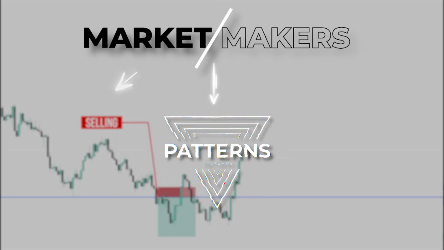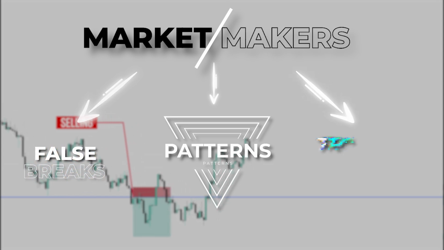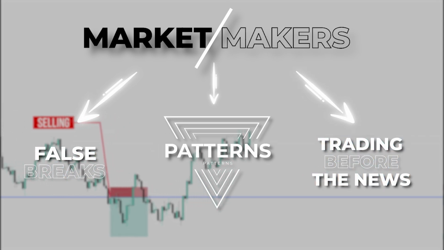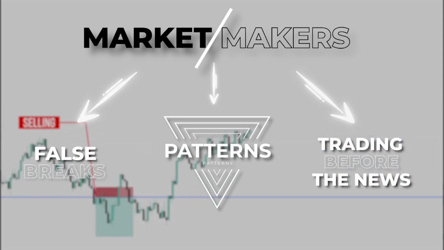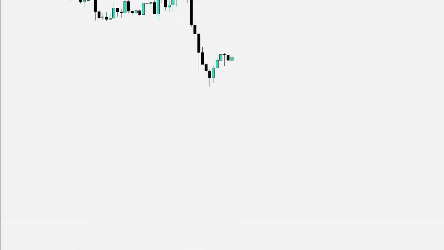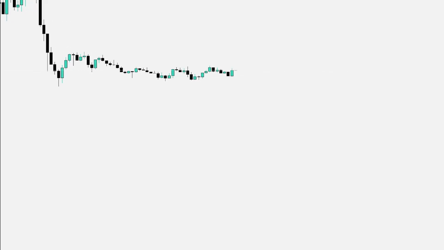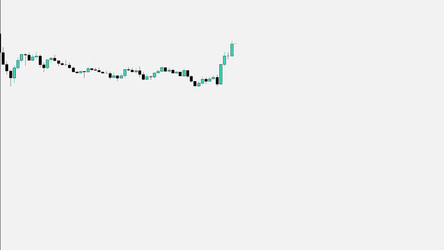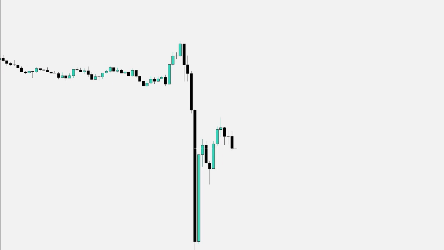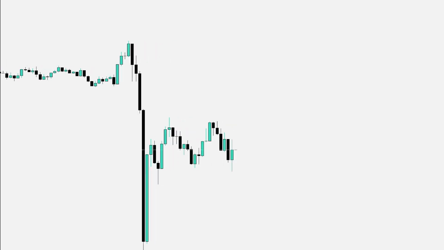It is also important to know that market makers not only draw patterns and create false breakouts, but they also like to trade before important news. And now you will understand why. News is a great tool for market makers. When unemployment, interest rates, or other economic indicators are released, the market literally boils. Volatility soars, which means that there are many opportunities for manipulation.